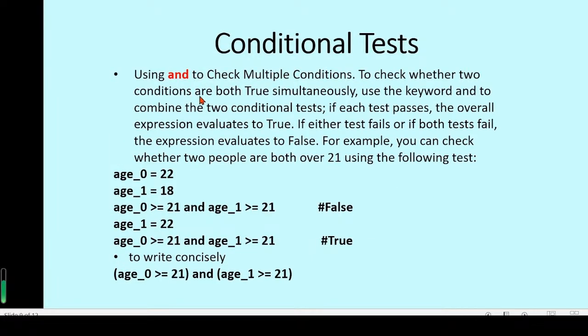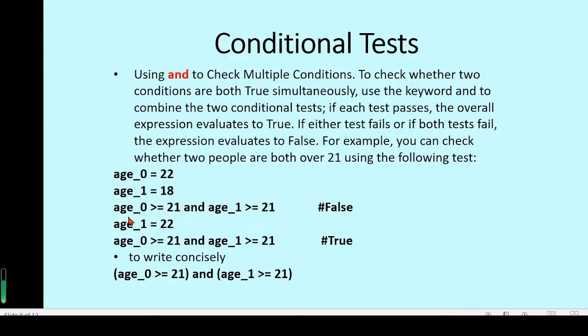And you can use AND to check multiple conditions. To check whether two conditions are both true simultaneously, you can use the keyword AND to combine the two conditional tests. If each test passes, the overall expression evaluates to true. If either test fails, or if both tests fail, the expression evaluates to false. For example, you can check whether two people are both over 21 using the following tests. So these two people have age 22 and 18.